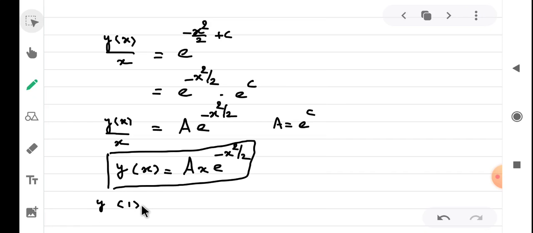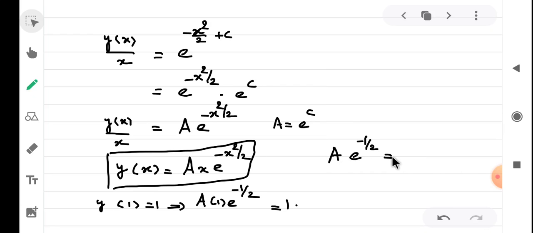Y of 1 equals 1, I know. So from this, substitute x equal to 1. So a into 1 into e power minus 1 divided by 2 is equal to 1. It becomes a into e power minus 1 by 2 equals 1. So a equals e power 1 by 2. Now replace a equals e power 1 by 2 here.